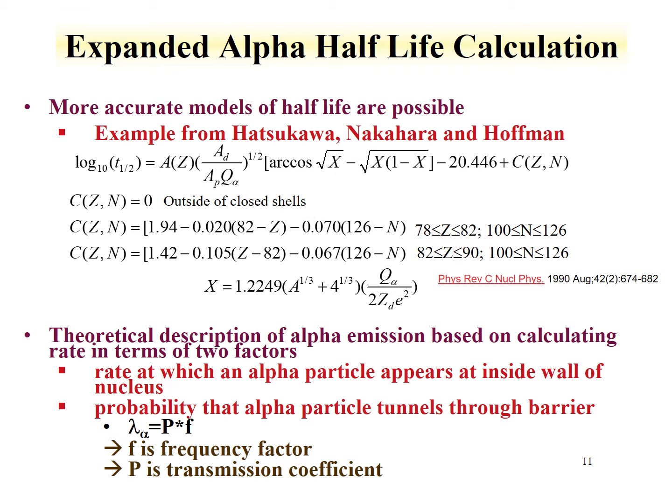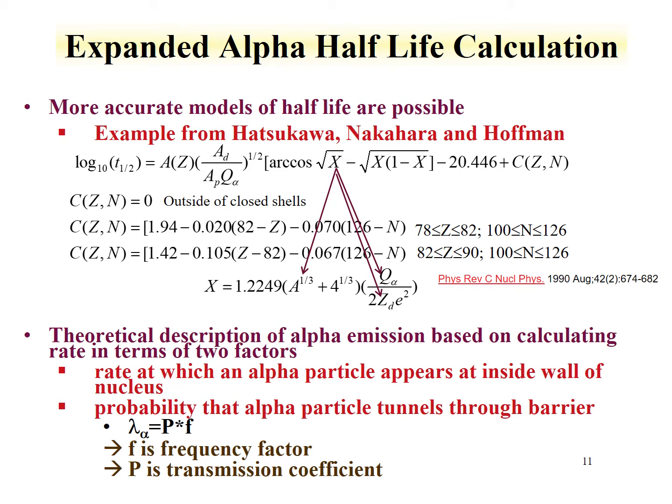But one thing about this model is that there are relationships between the daughter A, the Q value of the alpha, and the A of the daughter. So they're pretty straightforward relationships that are also reflected in the Geiger-Nuttall law. So one theoretical description that can be used to try to universalize how alpha decay occurs is trying to break up the alpha decay into two factors.